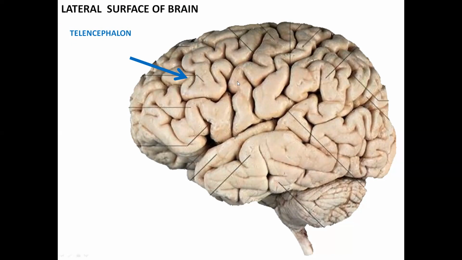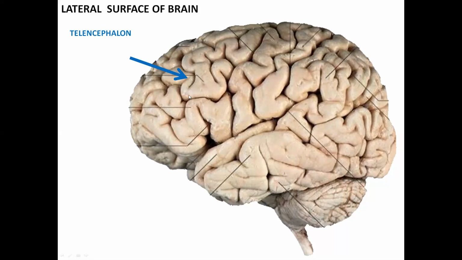It's easy to identify. You can see that the surface of the cerebrum is thrown into sulci and gyrus. The gyrus is the elevated portion that you see here. The fissures that you see in between, these are the sulcus. So the surface of the cerebral cortex is thrown into sulcus and gyrus.